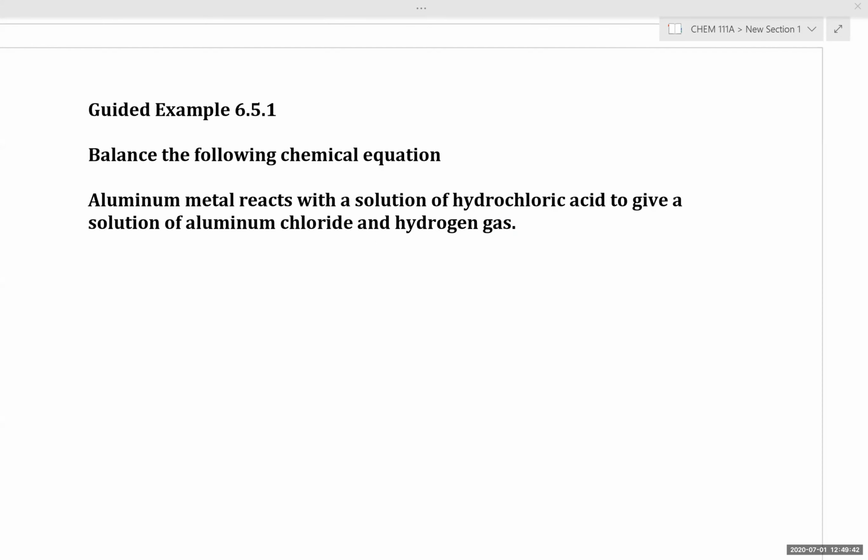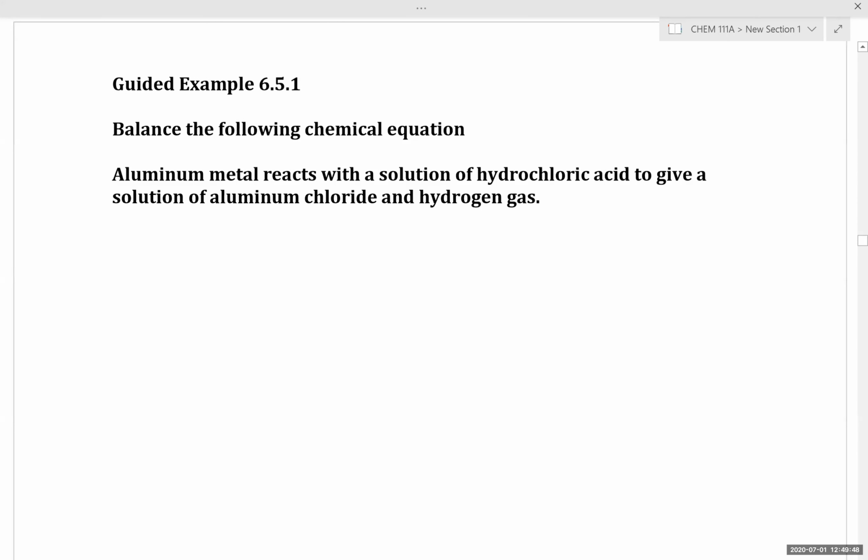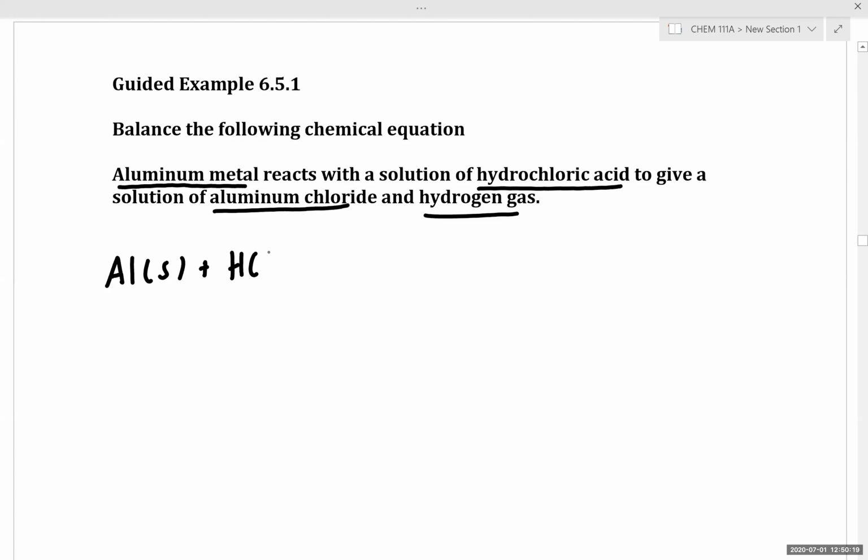So, continuing on with our discussion of chapter 6, let's do another example where we balance a chemical equation given a word problem. So in this case, we're shown that aluminum metal reacts with a solution of hydrochloric acid to yield a solution of aluminum chloride and hydrogen gas. So aluminum metal will be Al solid. Hydrochloric acid has the formula HCl, aqueous.